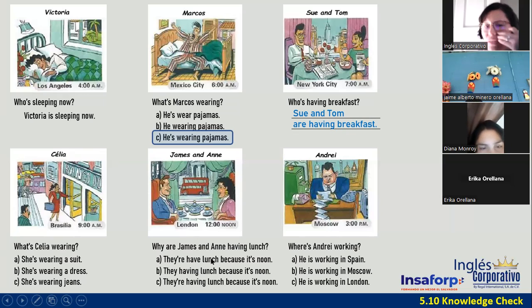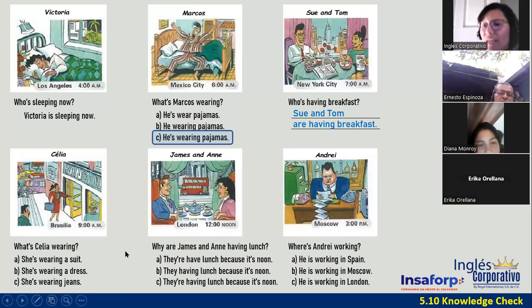What's Celia wearing? ¿Qué lleva ella, chicos? ¿Qué está vistiendo? Wearing a dress. Is it a dress? ¿Es un vestido? Perdón. Yes. Bueno, yo veo chaqueta y falda. Casi no se ve, es cierto. En este caso, si es chaqueta y falda, ¿cómo decimos eso? Es jacket. Tenemos tres opciones. Tenemos she's wearing a suit, she's wearing a dress, or she's wearing jeans. No sería jeans, porque sería falda, no pantalón. She's wearing a suit. Ajá, muy bien. Entonces sería, she's wearing a suit, right? Es como que si esa I no estuviese ahí. She's wearing a suit. Muy bien.